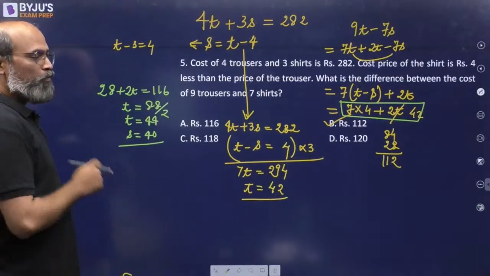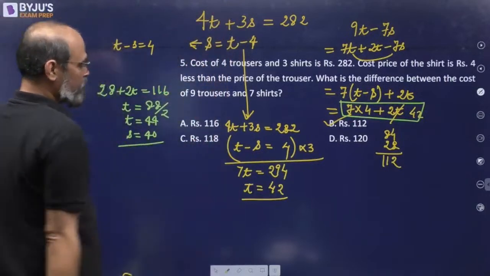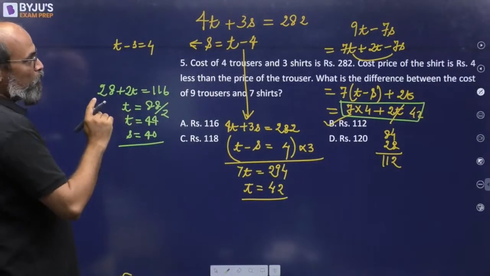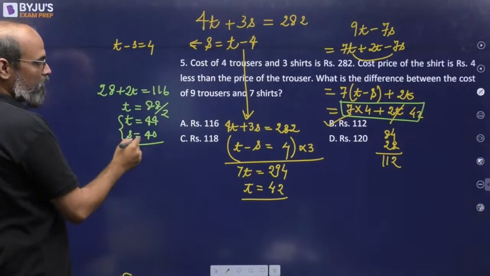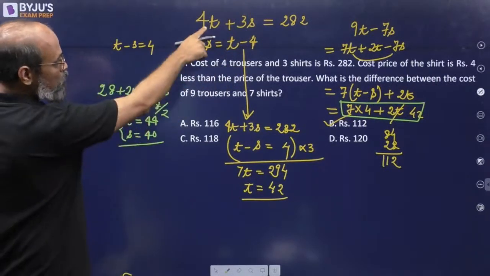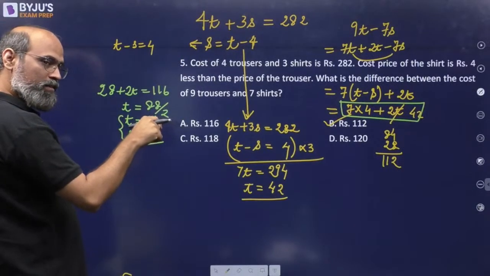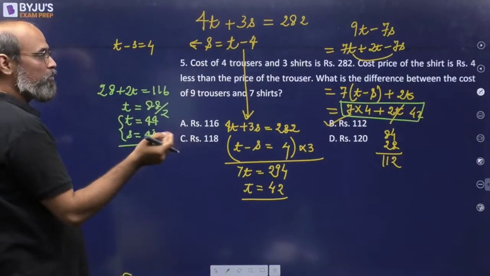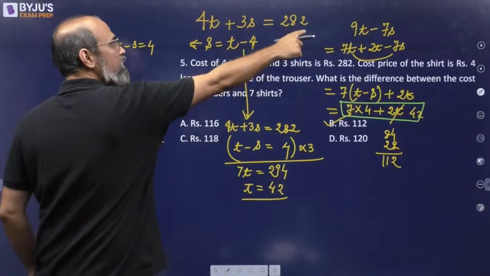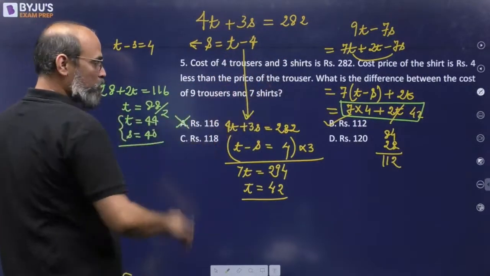If I take 44 and 40, will this solve what is given here? ठीक है? So for that, you don't have to solve entirely. आपको केवल unit digit check करना है. So 4 into 4 will end in 6, right? 4 into 4 is 16. And 3 into 0 will end in 0. 6 plus 0 will end in 6. It ends in 2. तो ये नहीं हो सकता. Then pick up the next option.